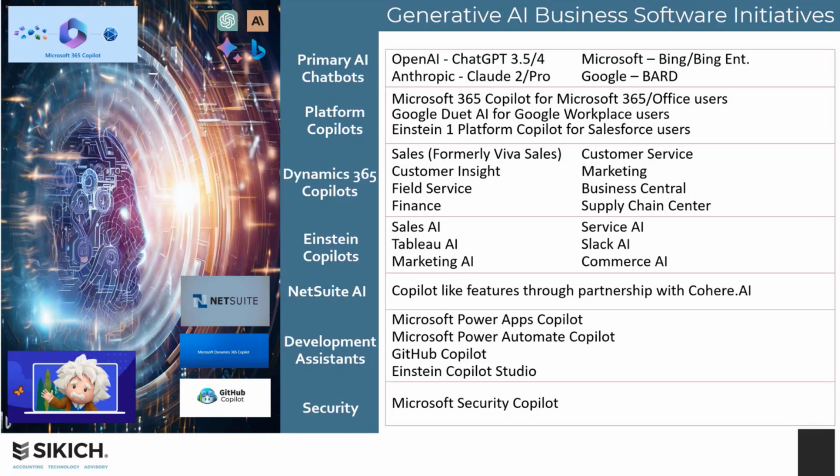Einstein has a similar product for their suite. And then Microsoft Power Apps and Power Automate also have low code or no code Copilots to help you with those tools. And the final item on here is Microsoft Security Copilot, which is around the security suite of products within Microsoft, and to help those technicians use a generative AI tool to make their job easier.